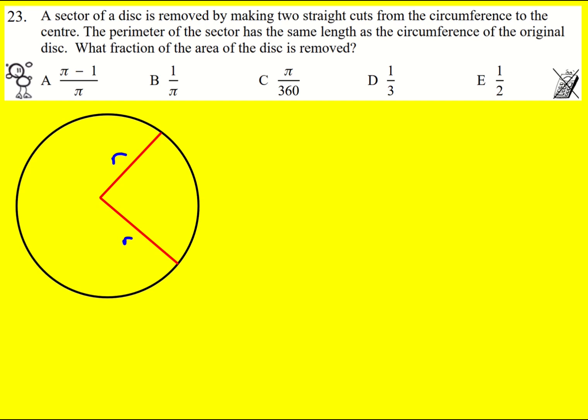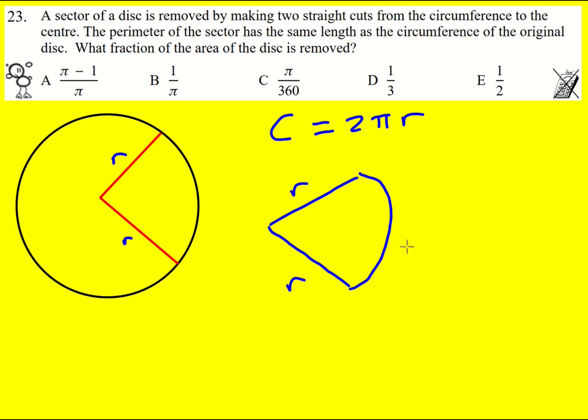And we're told that the perimeter of the sector has the same length as the circumference of the original disk. Well, that can be easily found. The circumference is pi times d, or 2 pi r. And then I'm going to consider the sector separately, r, and so I just want to find this length. Now, I'm going to introduce theta into this.